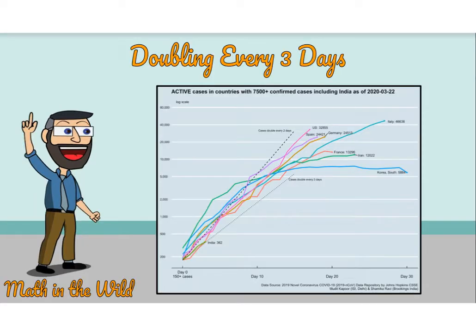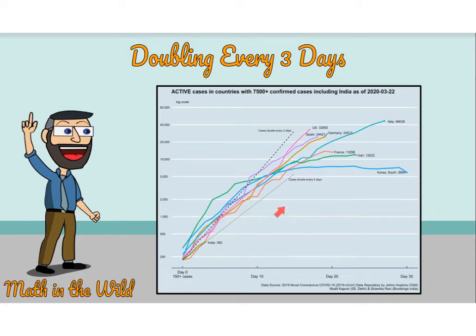Today in the news, you may have heard the term "doubling every 3 days," especially if you live in New York. Andrew Cuomo, the governor, was on TV saying that the cases in New York are doubling every 3 days. And that means that every 3 days that go by, the number of people who have been infected with the coronavirus doubles. And I want to take a look at what that looks like on a graph.